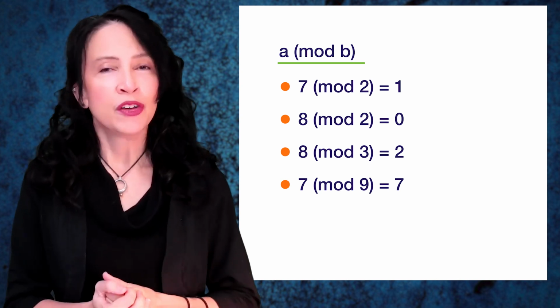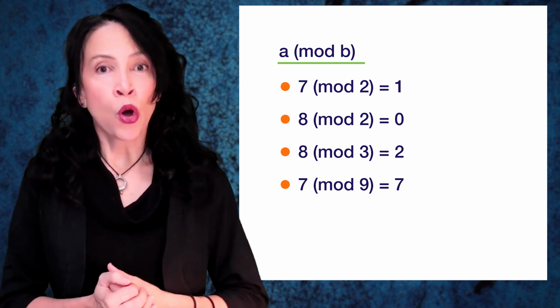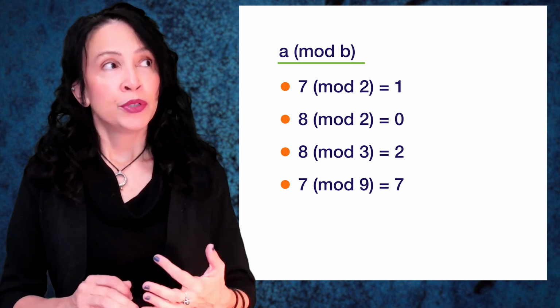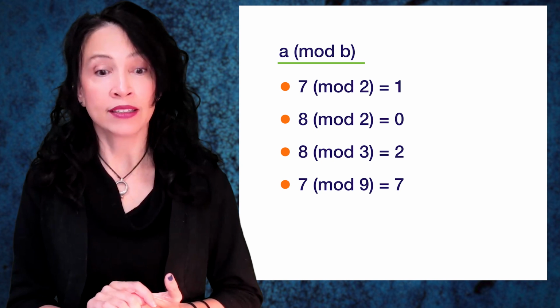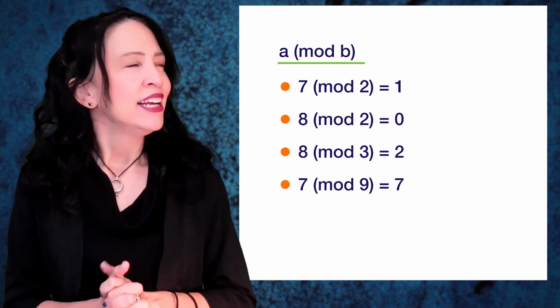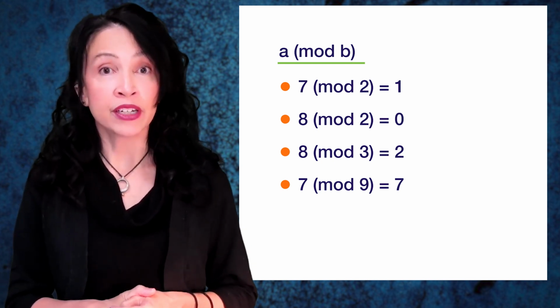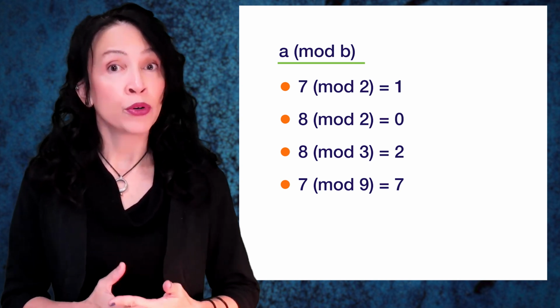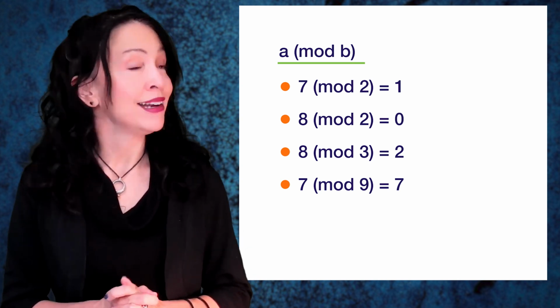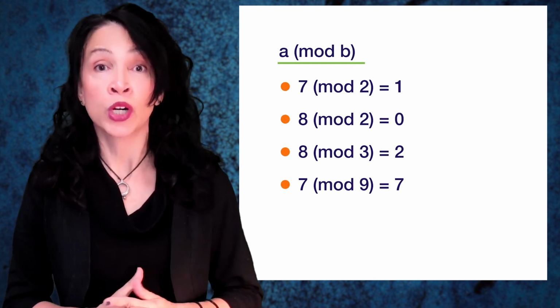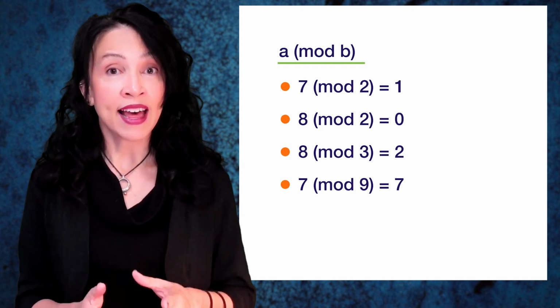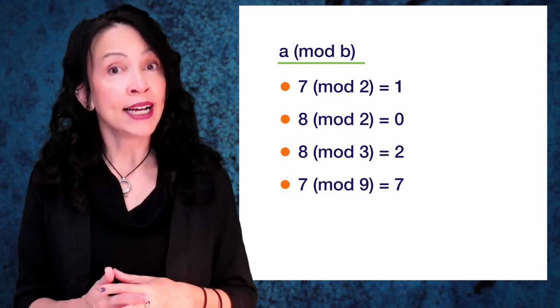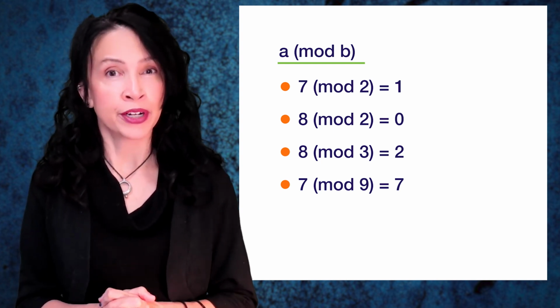You can see that these modular operations will always give you numbers between and including 0 and b minus 1. So let me say it a little better. If you're doing a mod 3 operation, your results could be 0, 1, or 2. Whereas if you're doing a mod 9 operation, your results could be 0, 1, 2, 3, 4, 5, 6, 7, or 8. With that, we're ready to define the linear congruential random number generator.